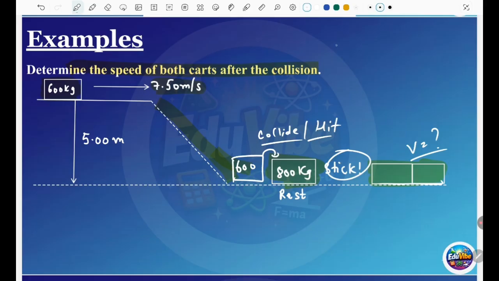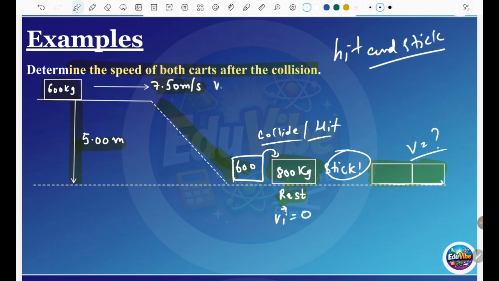So this is a hit and stick collision, so we use momentum. We also have the height, which is 5.00 meters, and the masses for both. The second cart is at rest, so it has an initial velocity of 0. This is V1 and this is V2. This is cart number 1, this is cart 2, and 1 and 2 combined is 1 and 2.